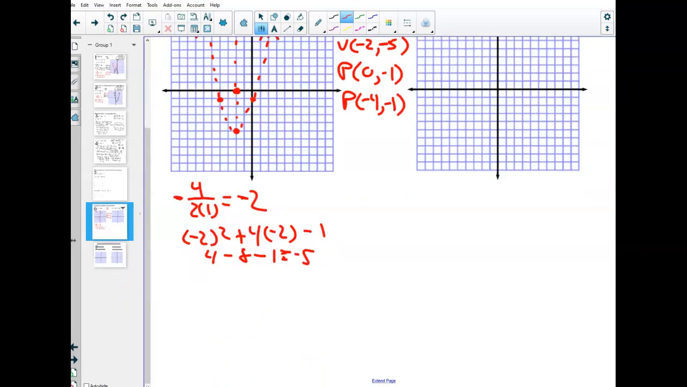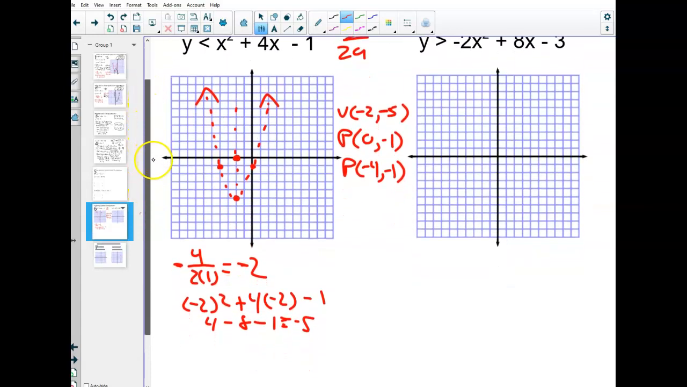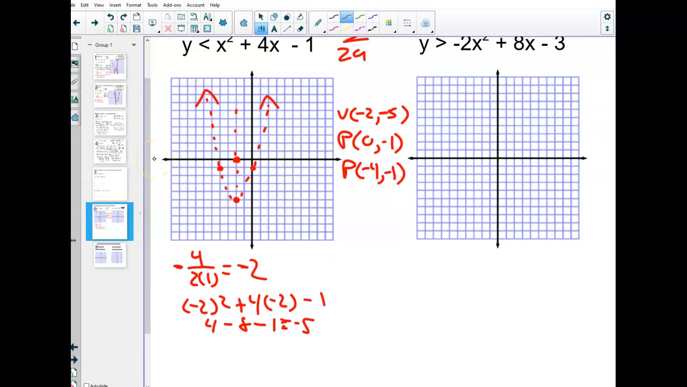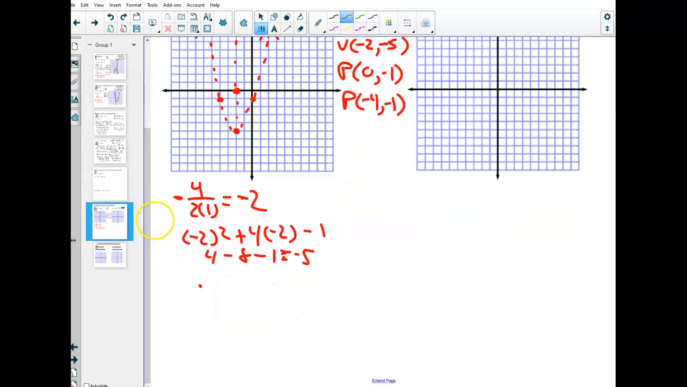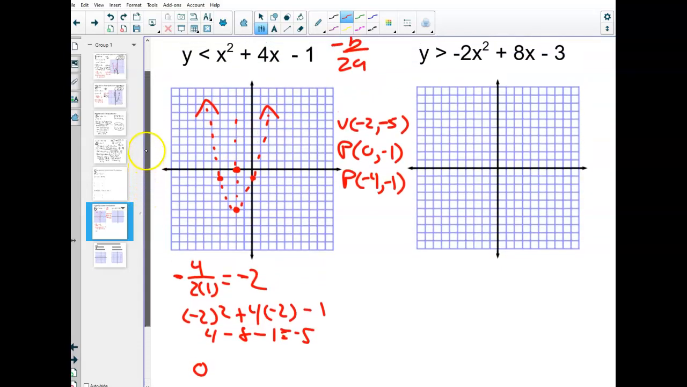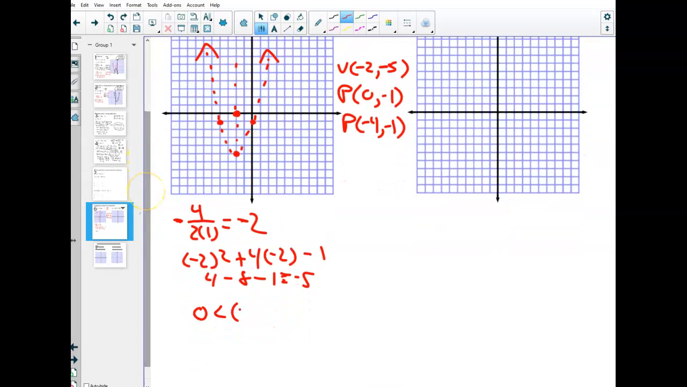Although I used other examples with other students. If I plug negative 2, 0 in, we get 0 for my y is less than negative 2 squared plus 4 times negative 2 minus 1. 0 is less than 4 minus 8 minus 1. 0 is less than negative 5. Can we agree 0 less than negative 5 is a false statement?